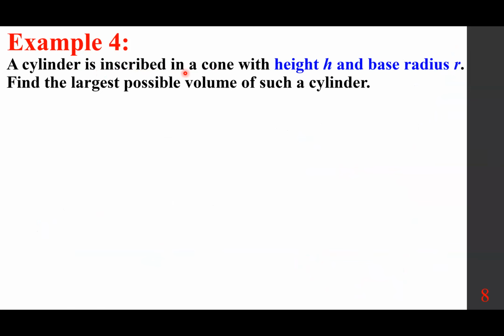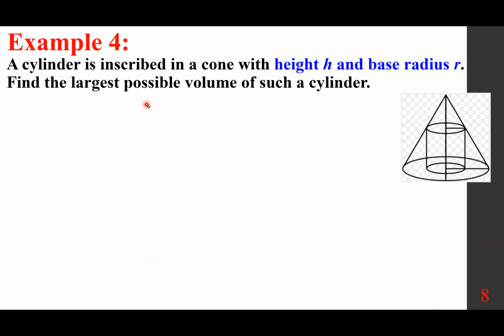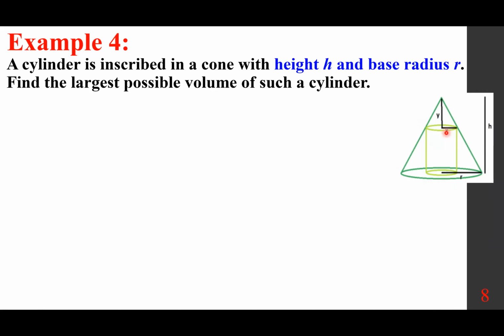A cylinder is inscribed in a cone with height h and base radius r. Find the largest possible volume of such a cylinder. So here's the cone, conic shape. Here's the cylinder inside that. The cone has the height h, the radius r.